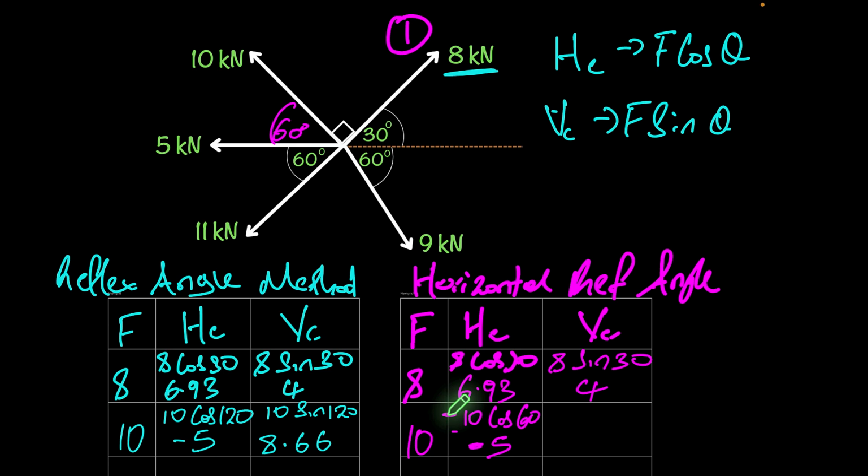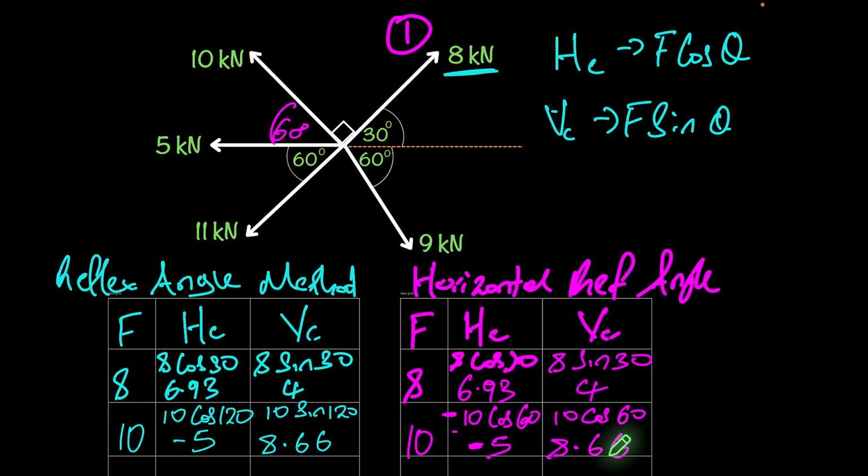Now for the vertical component here, because this same 10 kilonewtons force is going upward, we just need to use 10 cos 60 because that wouldn't be a negative force. And if you put that in your calculator, we'll still get that 8.66. So both methods will give you the same answer, but the approach is vastly different.